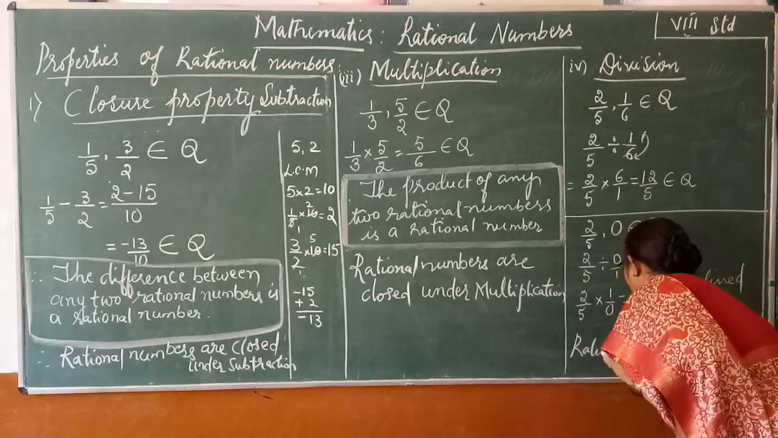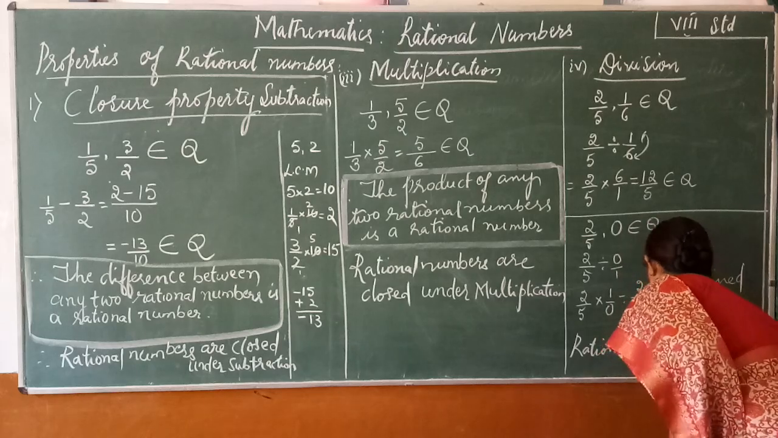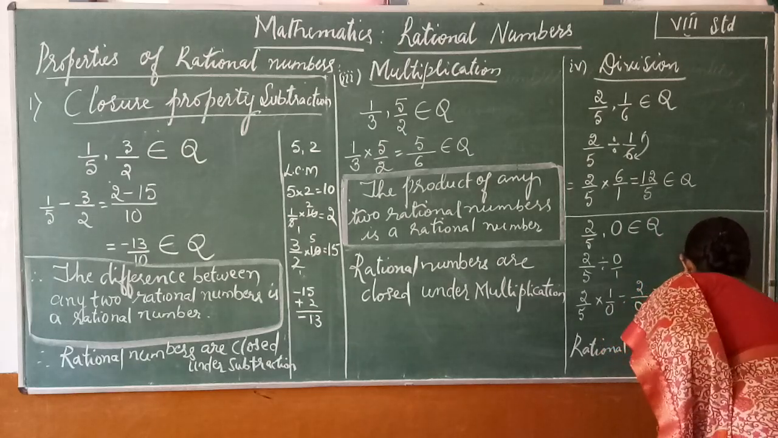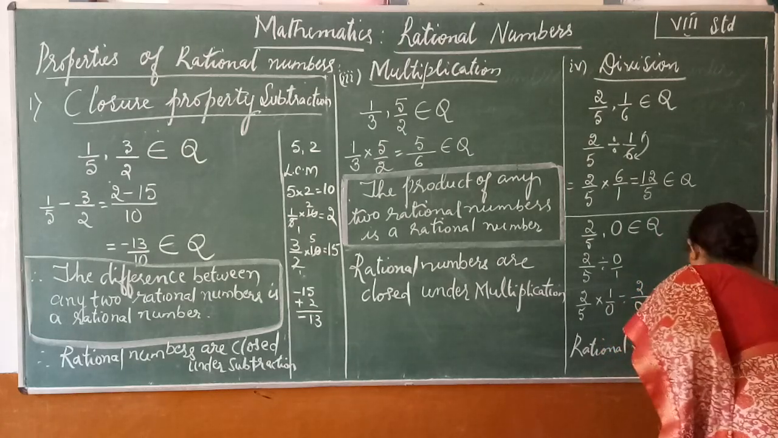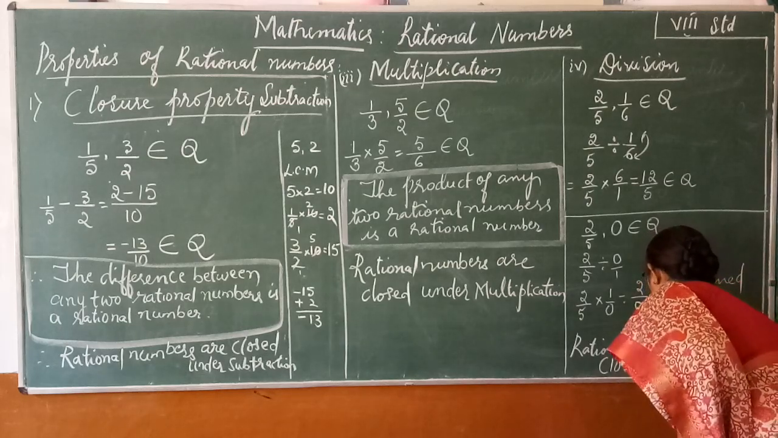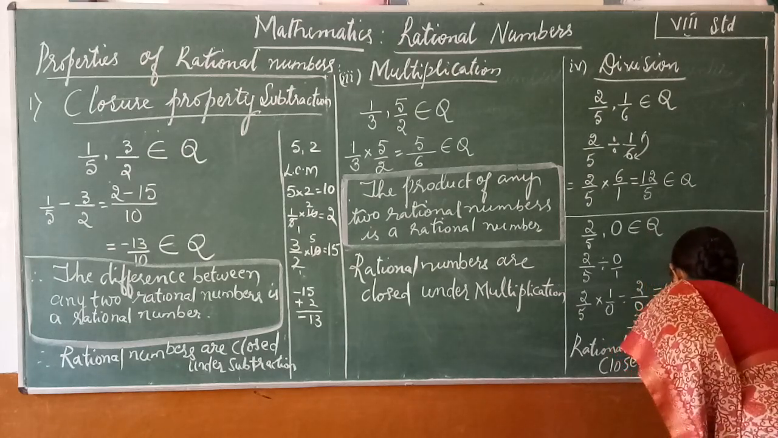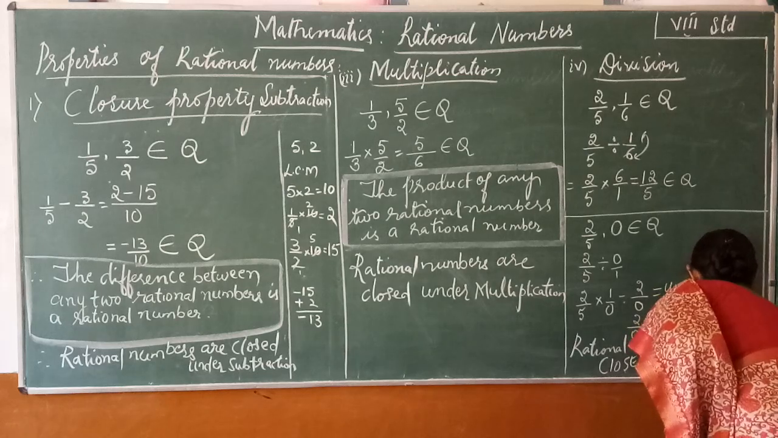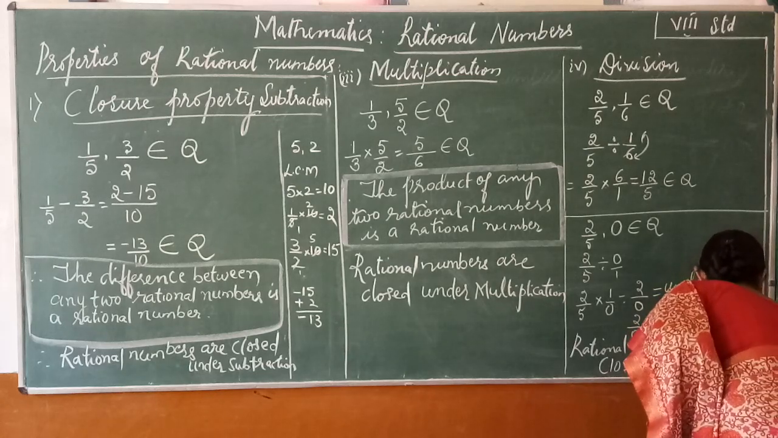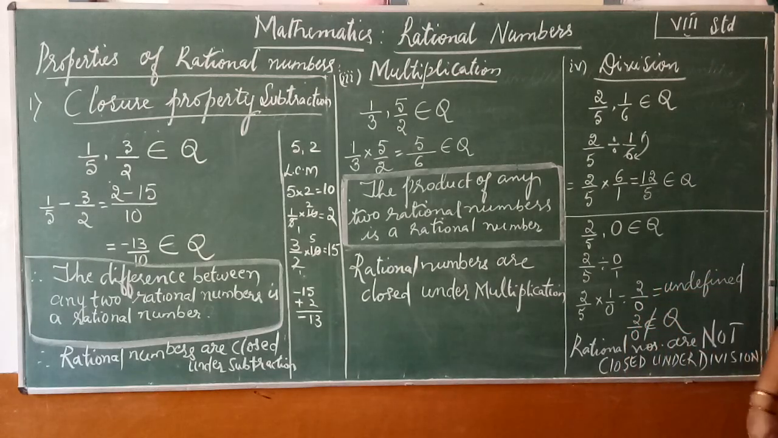Rational numbers are not closed under division. Very important, children. Rational numbers are not closed under division.